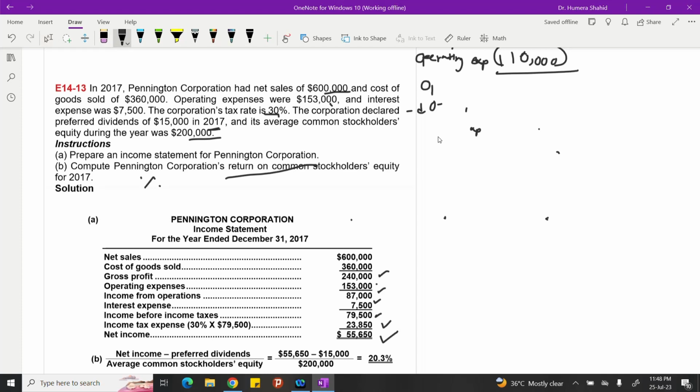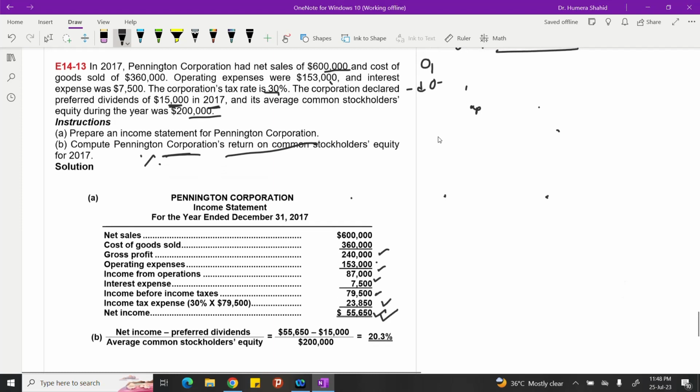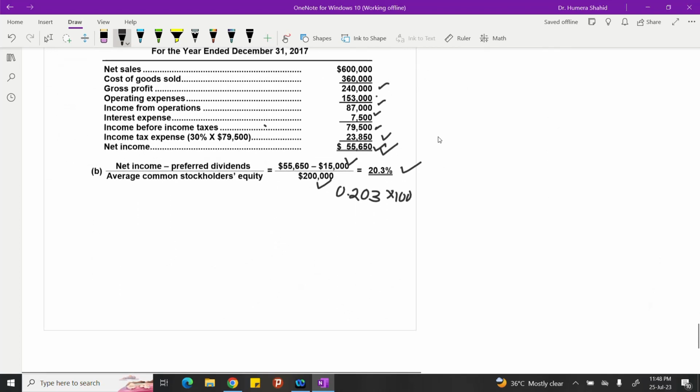Once you get your net income, you can calculate return on common stockholders' equity. Firstly, we need to know the net income available to the common stockholders. So net income minus the preferred dividend will give us that. Net income is 55,650, but the preferred stock dividend is 15,000 and our average common stockholders' equity is 200,000, divided by 200,000. So you will get 0.203. The answer is in percentage, so multiply it by 100. You get an answer of 20.3%.